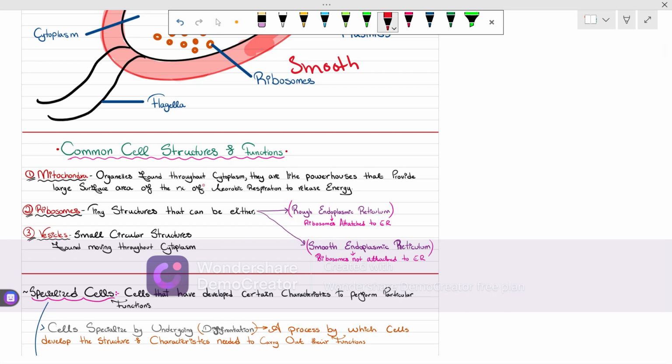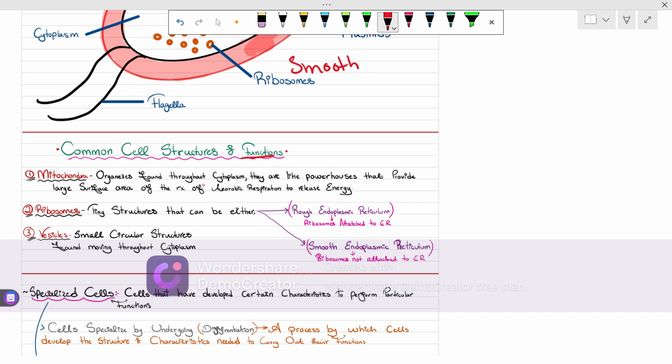Now here are some common cell structures and functions. The first one is mitochondria. Mitochondria are organelles found throughout the cytoplasm. They are like the powerhouses that provide a large surface area for the reactions of aerobic respiration to release energy.